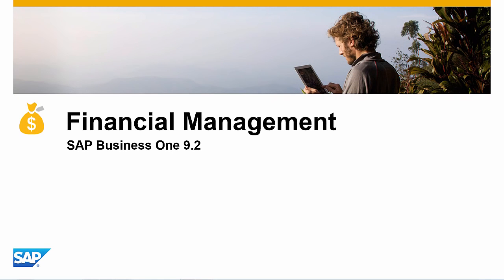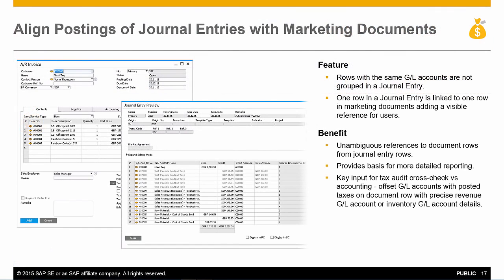We have a number of key topics to highlight under Financial Management. We have now aligned postings of journal entries with marketing documents. So rows with the same journal ledger accounts are not grouped in a journal entry. One row in a journal entry is now linked to one row in a marketing document, adding a visible reference for users. This provides an unambiguous reference to document rows from journal entry rows. It also provides the basis for more detailed reporting.